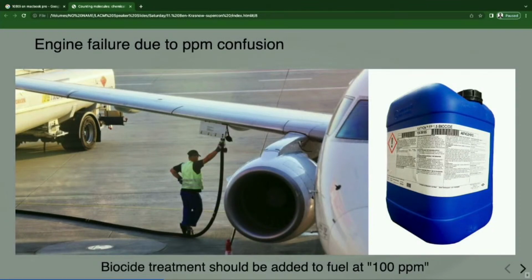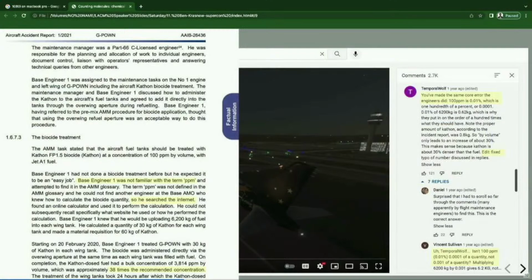There's this biocide treatment that's very common in the aircraft industry. I didn't know about this, but apparently having fungus growing in your fuel tanks is a big problem. And so they sell this fuel additive that you're supposed to put in your tanks, and the manufacturer says, put it in at 100 ppm. That's the entire set of instructions. And so you can kind of imagine where this is going.